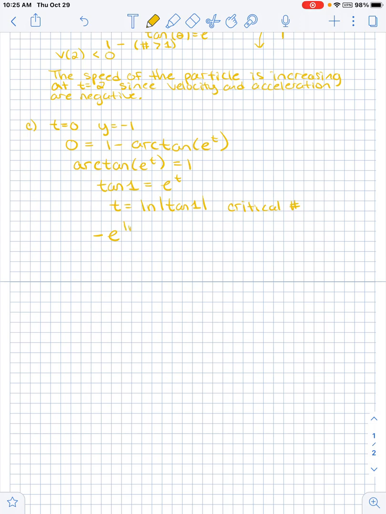So -e to the t, where t is the natural log of the tangent of 1, over 1 plus e to the 2t. So 2 times the natural log of the tangent of 1, like that. Okay, so if we do some reasoning here, we know some properties about logarithms and exponentials. E to the power of the natural log, since those are inverses of each other, we know that the numerator is negative tangent of 1.